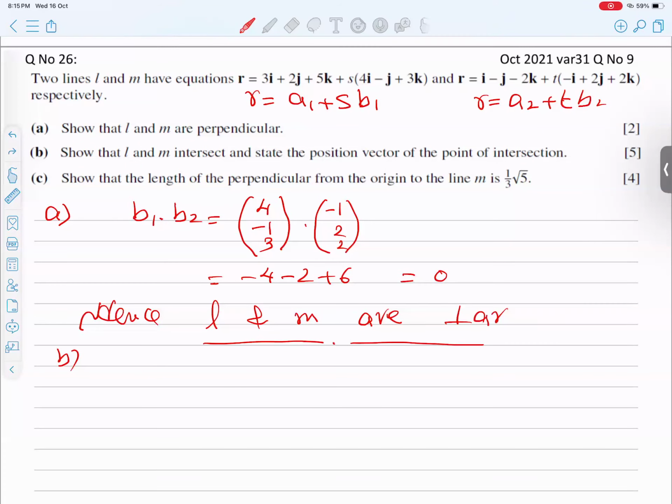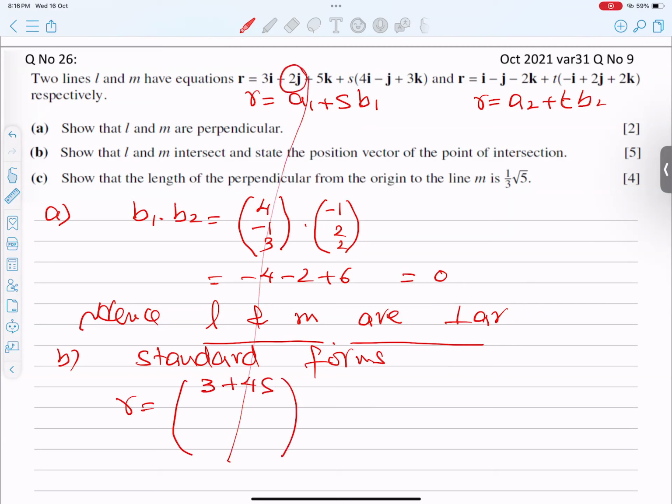So let's start. The standard forms of both lines I'm going to find. What is the method to do? The i coefficient is 3 and 4s, so I'm getting 3 from here and 4s from here. Repeat: the j coefficient is 2 and s multiplies inside, -s, so 2 minus s. Here k is 5 and s multiplies inside, so I get 5 plus 3s. Let me recheck: 3 plus 4s, 2 minus s, and 5 plus 3s. Yes, correct.